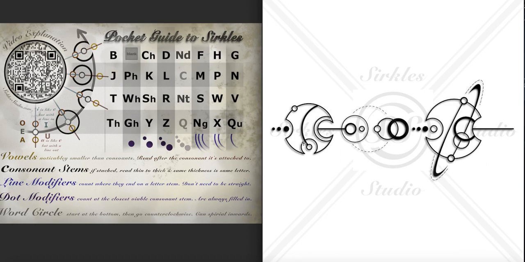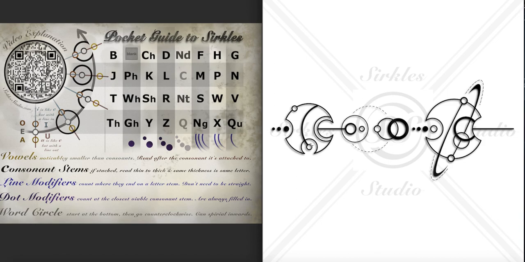And now we have to look at the modifiers. This line passes through that letter stem, and lines that pass through letters do not count. They only count when they end on the letter. So this is just a deep divot with no modifiers. So that's the letter B.